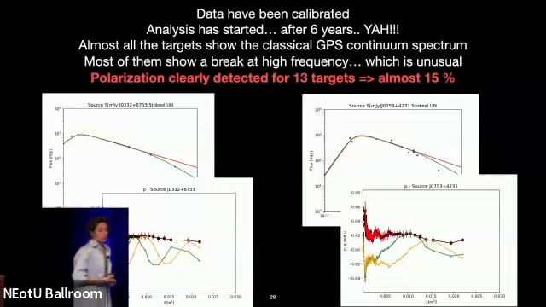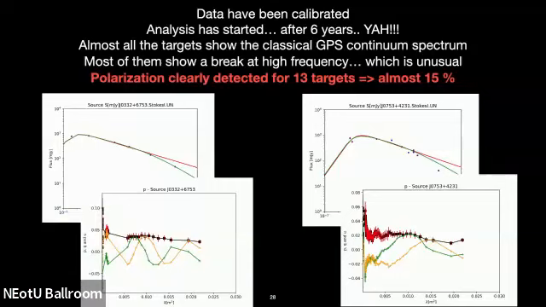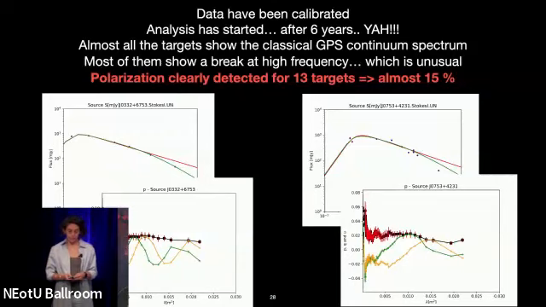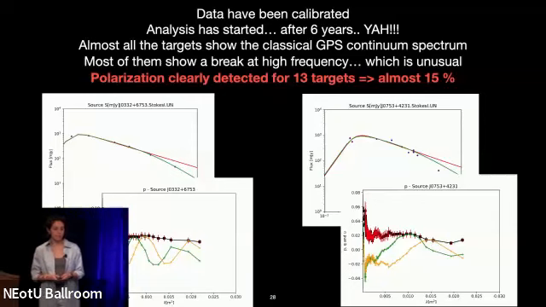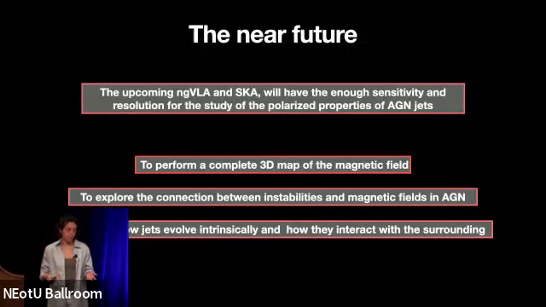And polarization has been clearly observed for roughly 15% of the sample, 13 targets. Still, I'm working on how to show the data properly. There are scatters. I mean, at high frequency, the data are much noisier, but Stokes Q and U clearly cross each other. There is a depolarization going on there, but yeah, I still need to analyze the data better and perform the proper modeling.